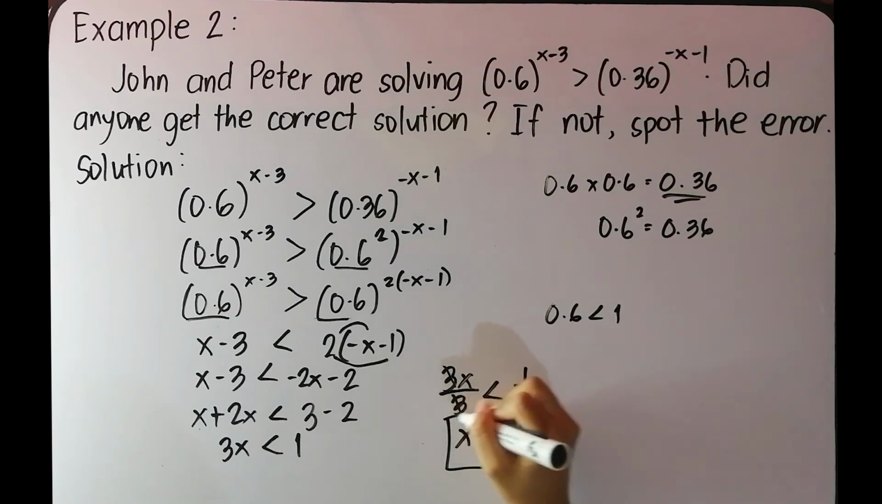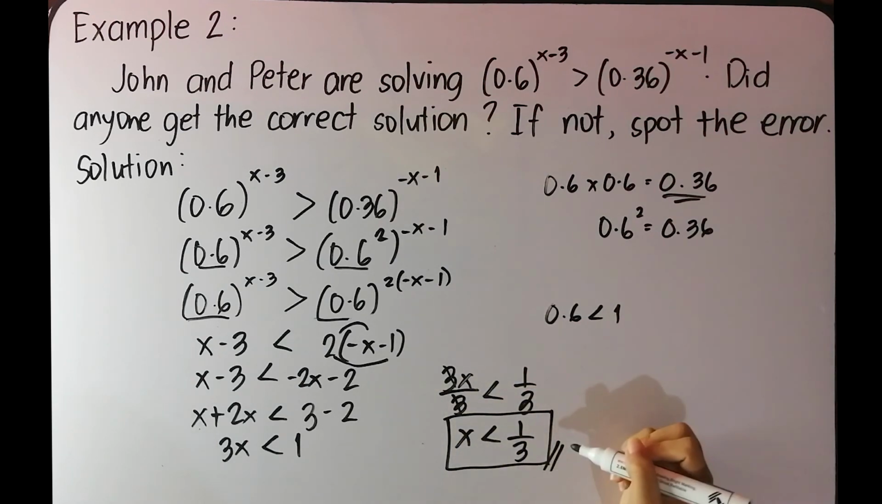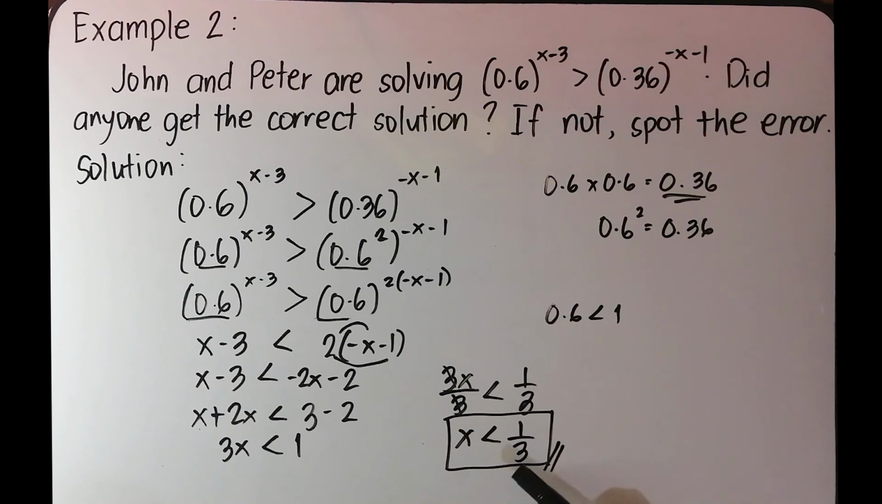So this is our solution set. Looking back at the solutions of John and Peter, we observe that Peter got the correct solution and the correct answer, which is x less than 1/3.